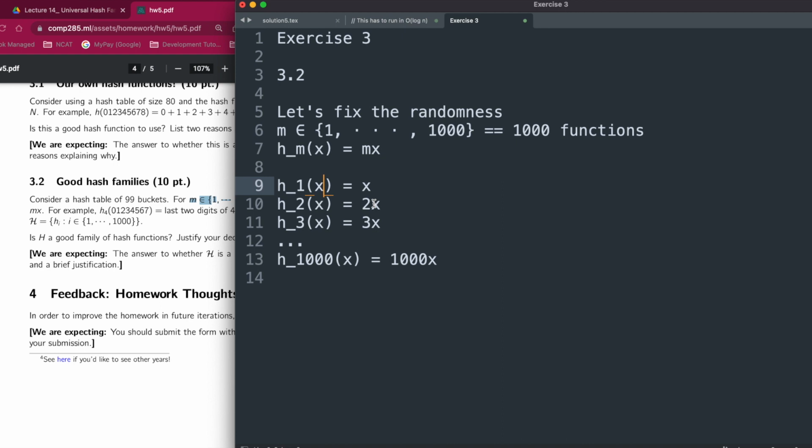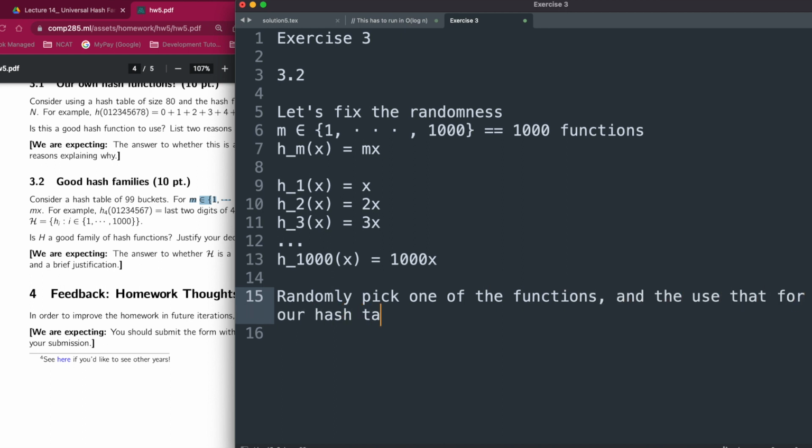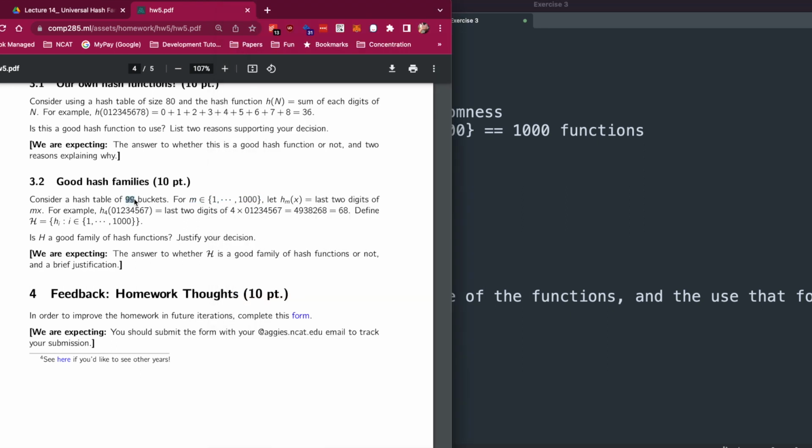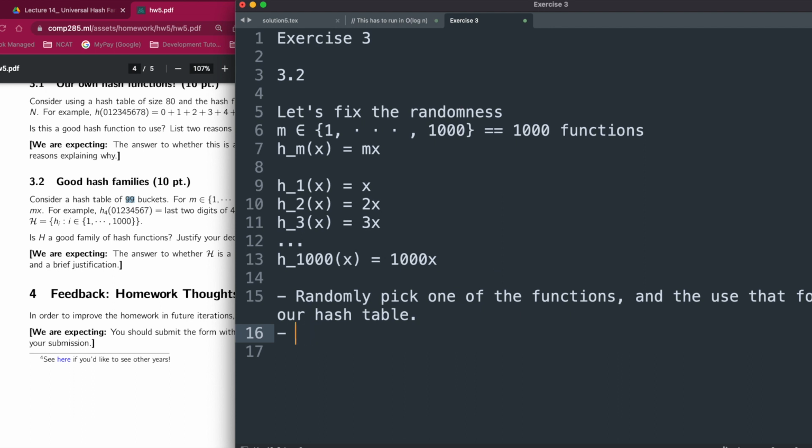So we have a family of functions. And the way we're going to use these is we're going to randomly pick one of the functions and then use that for our hash table. So this actually fixes the random issue because you don't know which of these functions you're going to pick ahead of time. So this fixes the randomness issue that we ran into in 3.1. Furthermore, it also fixes the issue with the buckets because now we have 99 buckets, and essentially our functions are actually mod 100. So we will never index outside of the bucket. So intuitively, this kind of looks like a pretty good hash function.